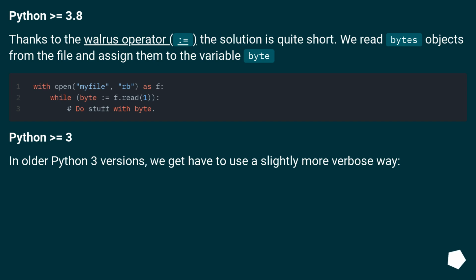Python greater than or equal to 3.8. Thanks to the walrus operator, colon equals, the solution is quite short. We read bytes objects from the file and assign them to the variable byte.